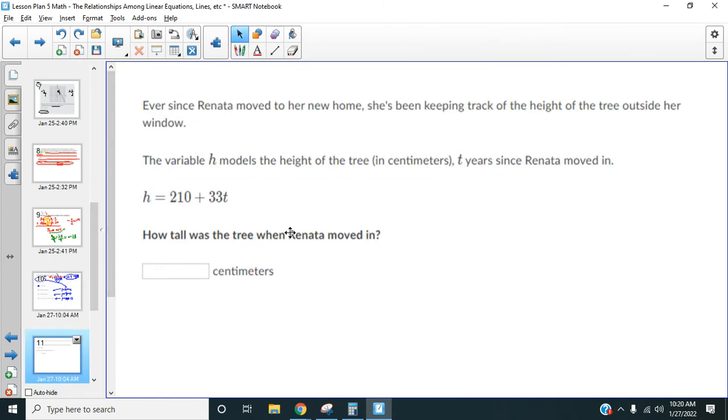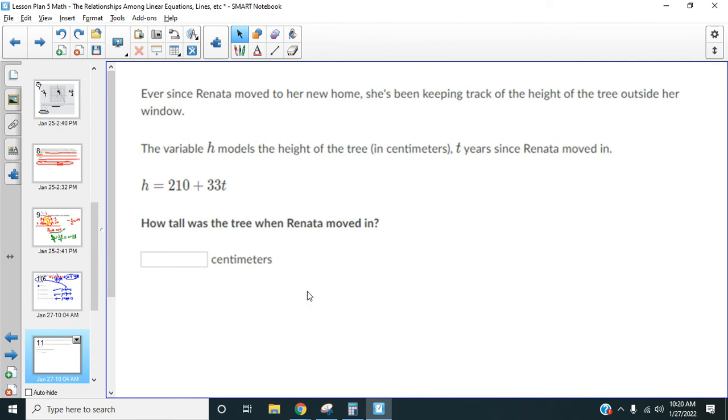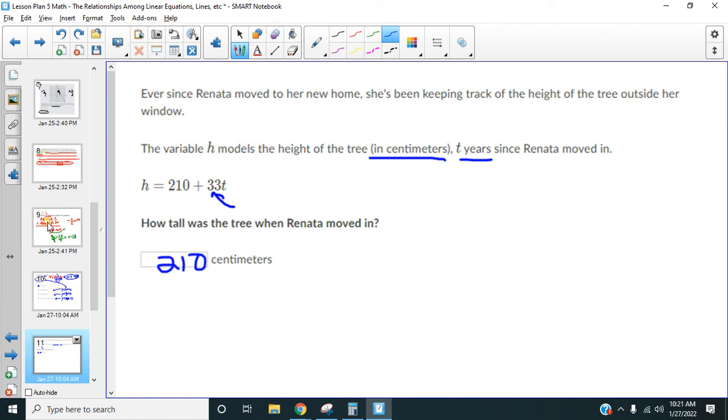How tall was the tree when Renata moved in? Take a look at the equation. Read it fast. We just mentioned it earlier, right? The slope is measuring some kind of rate. This is your slope. That would be how many centimeters per year. But that's not what we're asking this time. It says, how tall is the tree when they moved in? 210. That's your starting point. Right? Your y-intercept is your starting point.